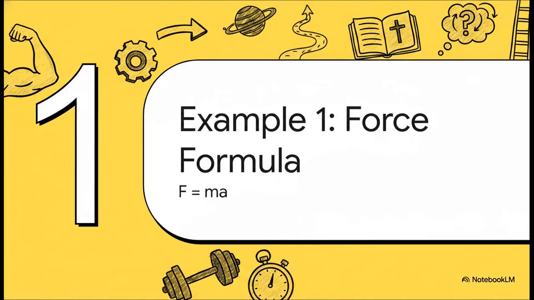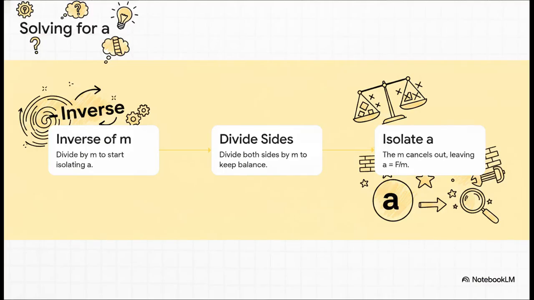Example 1. The force formula. F equals m times a. Okay, let's dive into this. This is the classic physics equation for force. Force equals mass times acceleration. But let's see what happens when we need to find acceleration instead. I'm going to walk through this nice and slow so you can mentally track the algebra here.